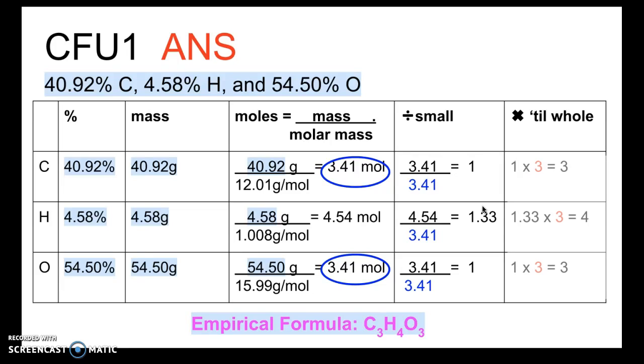So I'm going to multiply each of these values by 3, and that gives me the whole number molar ratios. I plug those into my empirical formula, and I get the empirical formula C3H4O3.